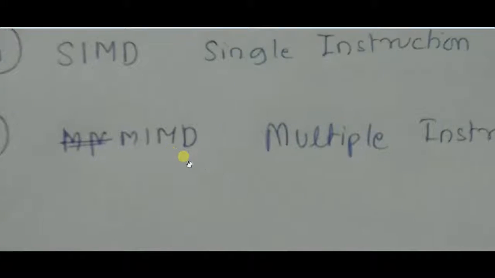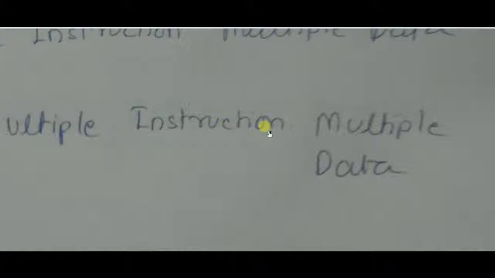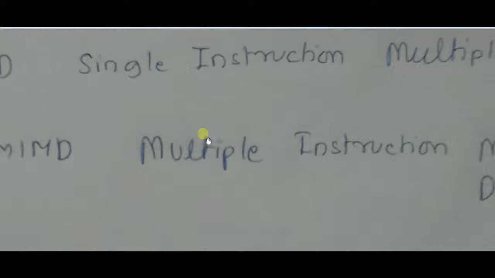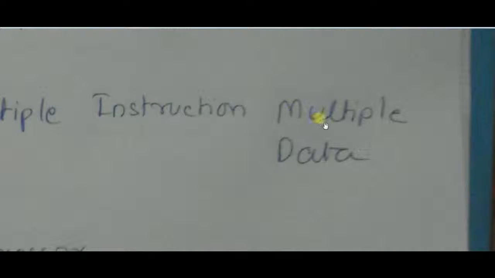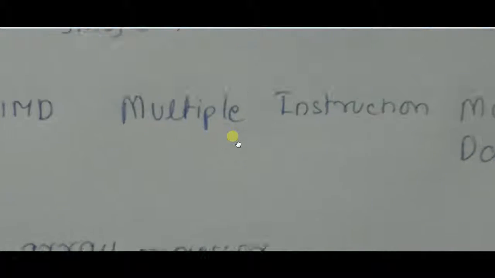Then comes MIMD, multiple instruction multiple data. This means there is more than one instruction, meaning multiple CUs, and multiple data means multiple processors. So multiple data and multiple instructions means multiple CUs and multiple processing units.